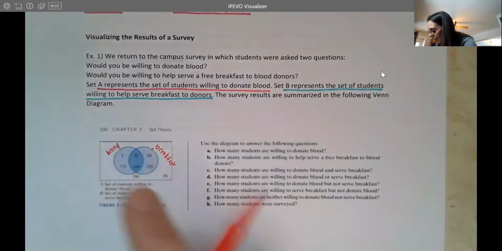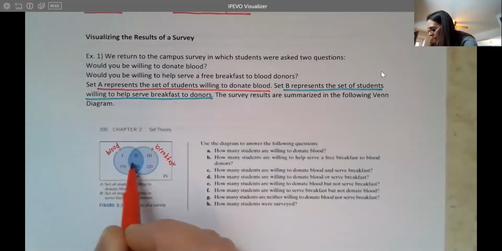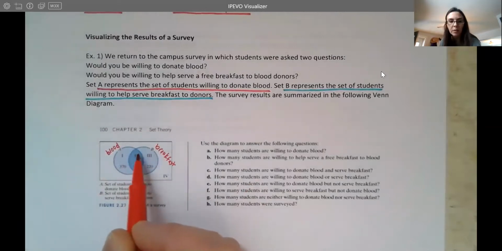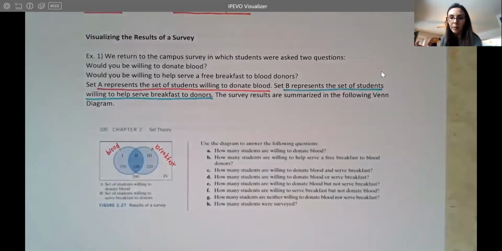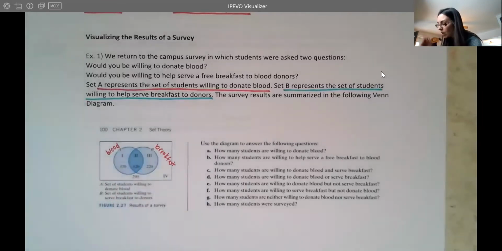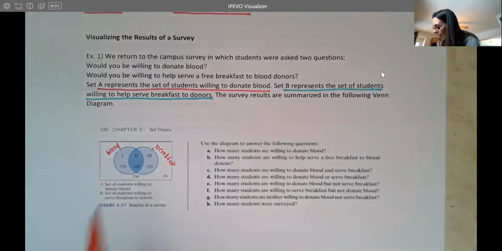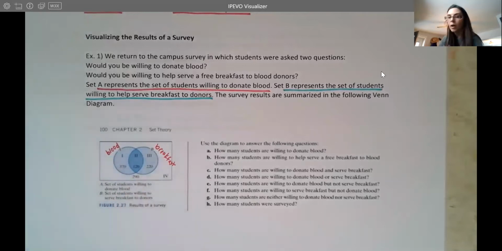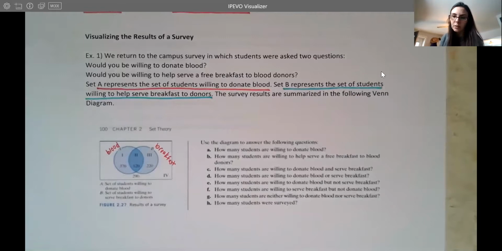So we have our different parts that we're used to here. So we have some that are in both groups we talked about last time. So the middle piece are students who are willing to do both. They're willing to donate blood and they're willing to help serve breakfast. Whereas in the lighter blue sections, those are students in either set A or B who are in just that set alone. They're not in the both category. And then you have 290 other students who are on the outside here. So these would be students who are not willing to donate blood and they're not willing to serve breakfast. So they do not want to be involved with the blood drive.